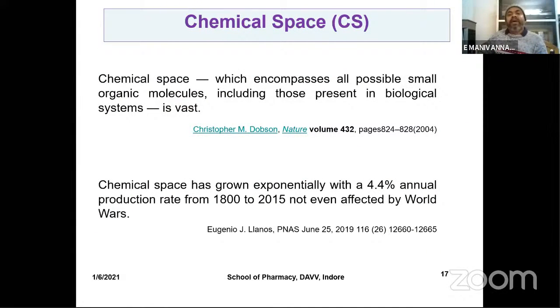Now we'll see what is meant by chemical space. Chemical space encompasses all possible small organic molecules, including those present in the biological system, that is, small organic molecules present in nature. The chemical space has grown exponentially, with a growth rate of 4.4% annual production rate from 1800 to 2015. This was not even affected by World War. World War did not stop the growth of addition of new chemical entities to the chemical space.